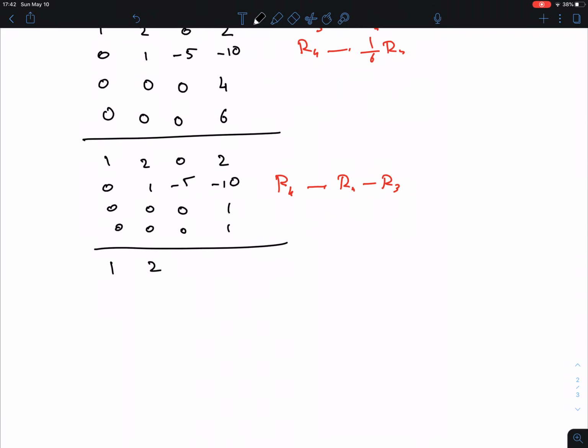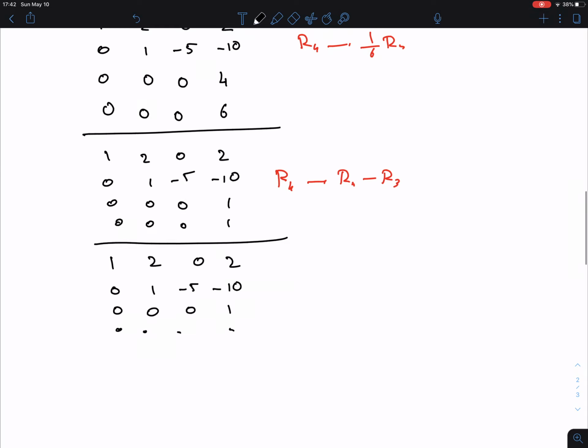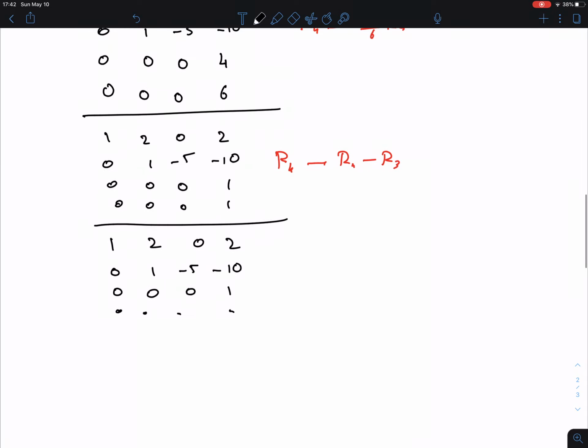1, 2, 0, 2, 0, 1, -5, -10, 0, 0, 0, 1. And this is a 0 now. Okay. This is as far as I need to go for the first two problems, because I have my pivots here. Let's mark the pivots. These are the pivots. So this is, remember, x1, x2, and x4. This means, let me already mark it so we won't forget later, that x3 will be the free variable.